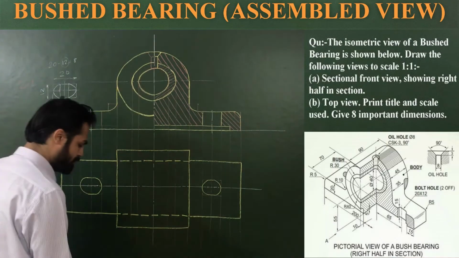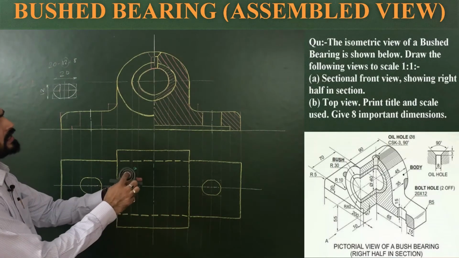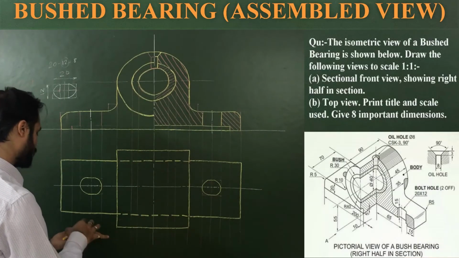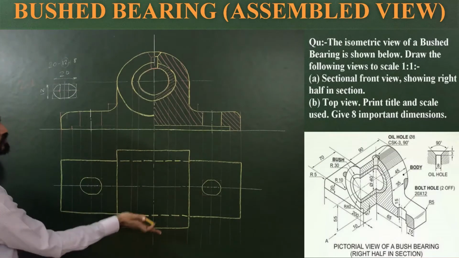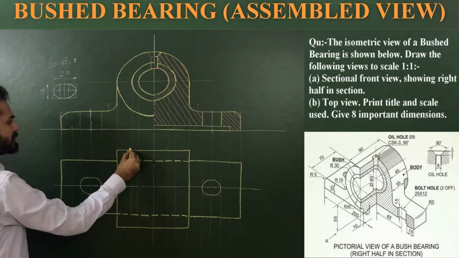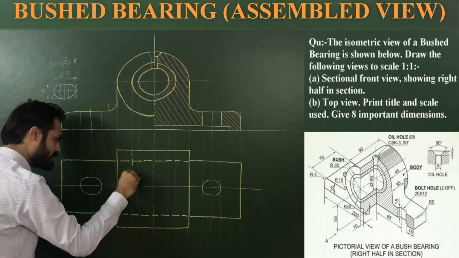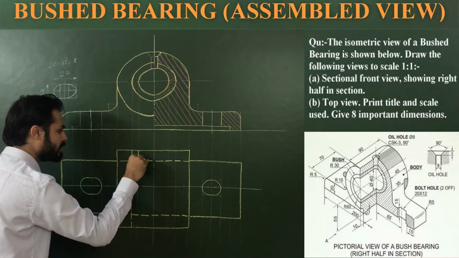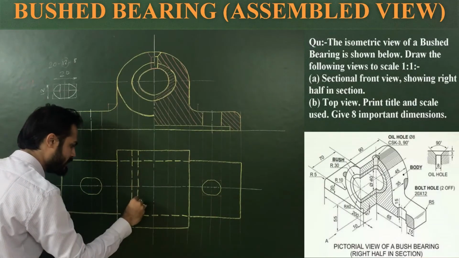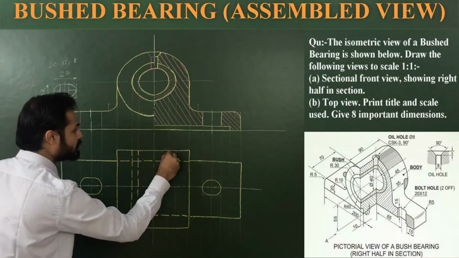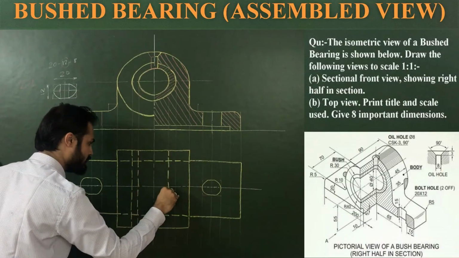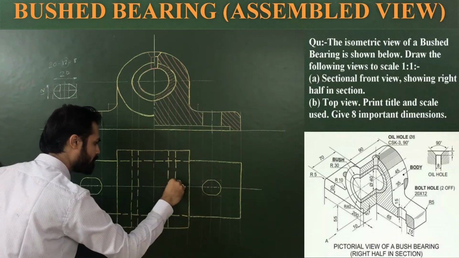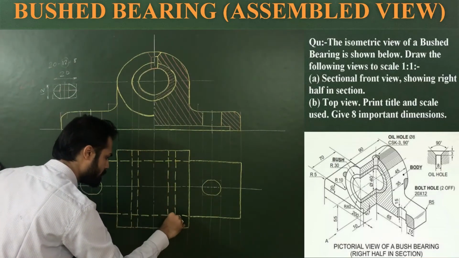Now we have to show internal hidden lines for the bush also. So throughout, from the extreme front to the extreme rear edge, these are the limits. Draw hidden lines for the bush, for the external diameter of the bush and for the internal diameter of the bush. Dark and hidden. Right.